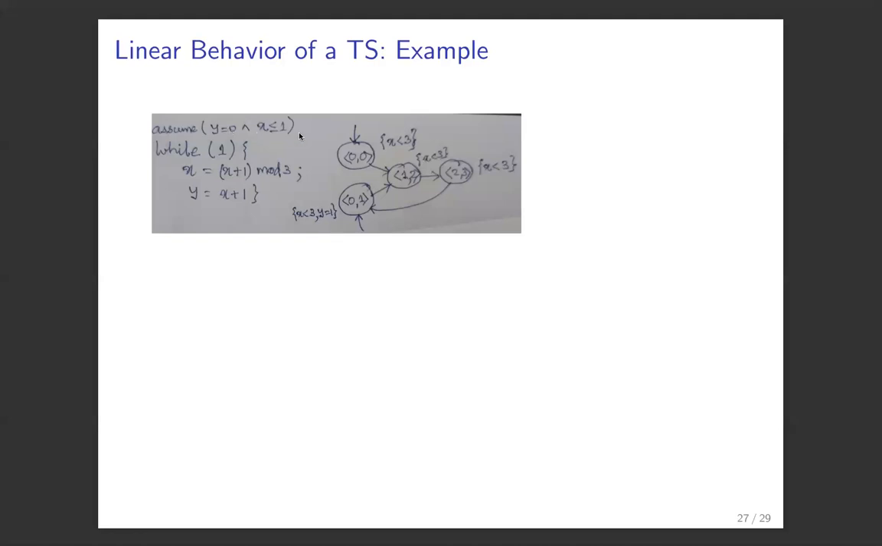Usually real programming languages don't allow you to do this. There are some programming languages that allow you to have assert and assume. So assume just means, let's assume that I'm constraining myself to y being 0 and x being less than or equal to 1 at this point. That's what it means. That was a convenient way for me to translate that into my initial state. That's all.